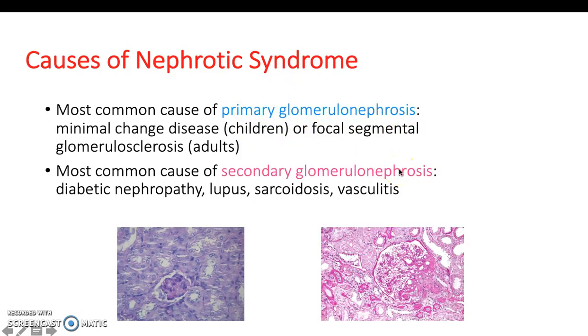Okay, so these are a few pictures. This picture is a normal glomerulus surrounded by the renal tubules, and this one shows diabetic glomerulosclerosis, which is the main cause of secondary glomerulonephrosis in adults.